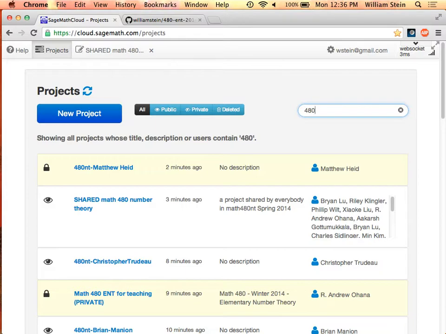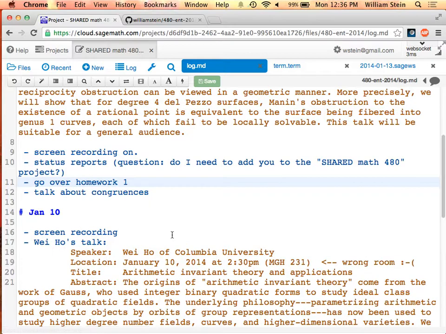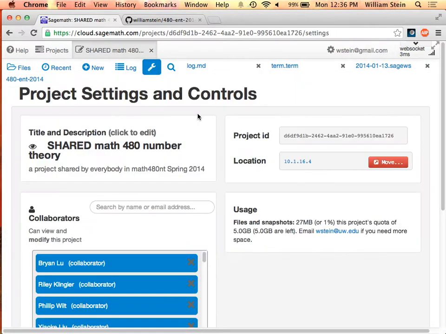By the way, I have a shared project which probably only has about half of you on it. So if you look in your account and you don't see this project called Shared Math 480, let me know, for example right after class, and then I can add you to it. Anybody in this class who's on this project can add anyone else to it. All you have to do is go to Shared, click on Settings, and then type their name or their exact email address here. So if you have a friend who's already on this project, you can just have that person add you. But I can add you as well.